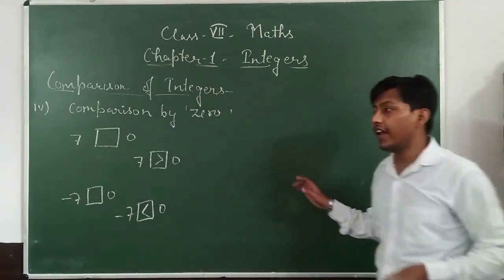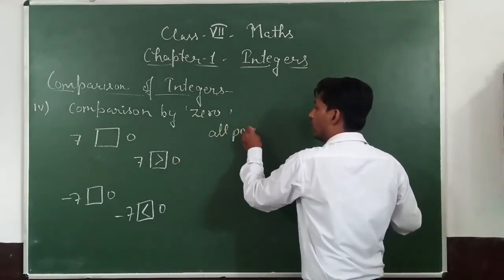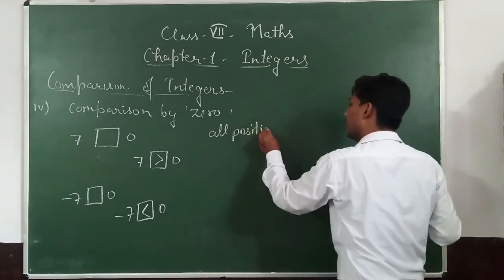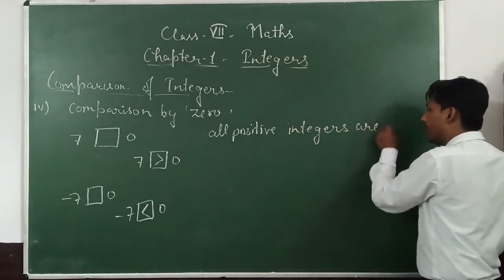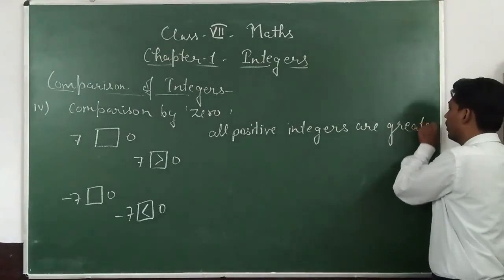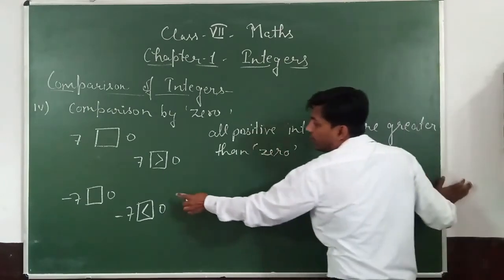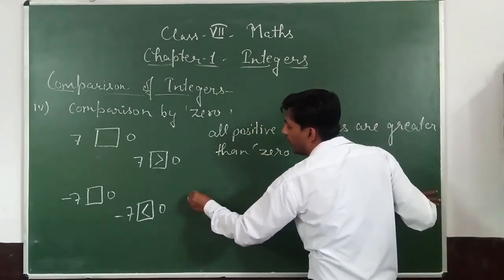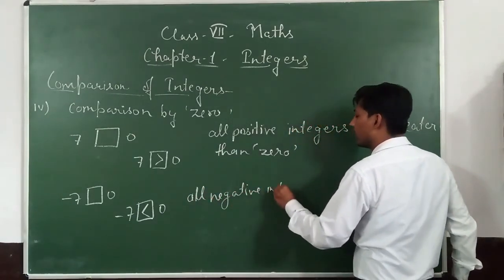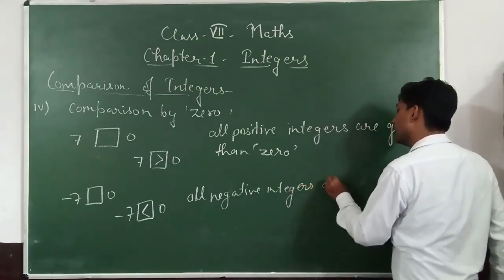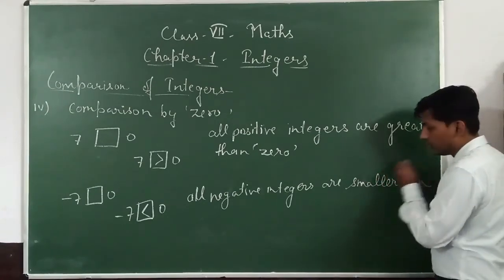So simply we can say that all positive integers are greater than 0, and all negative integers are smaller than 0.